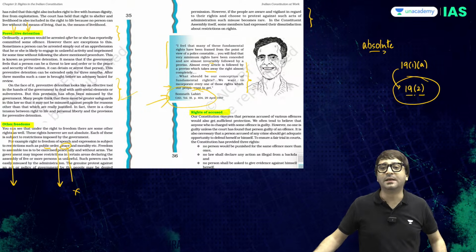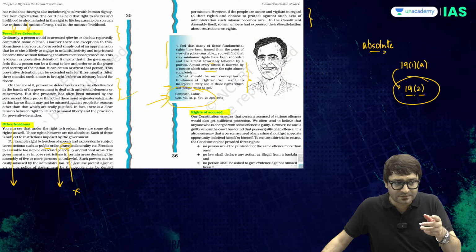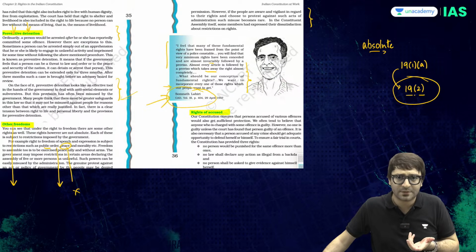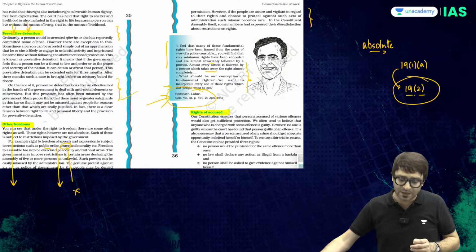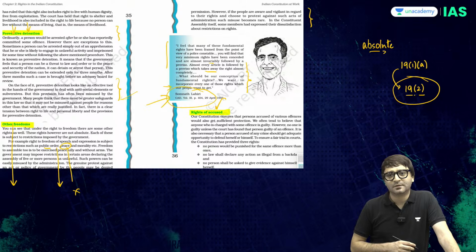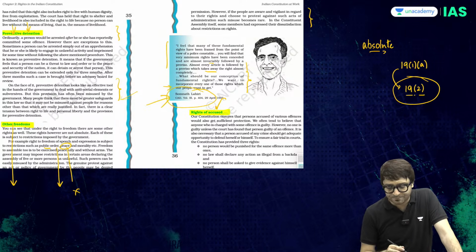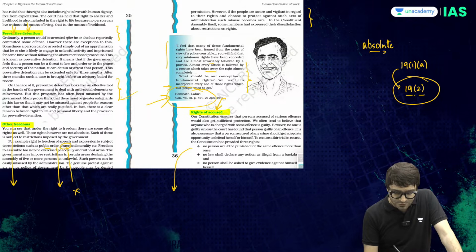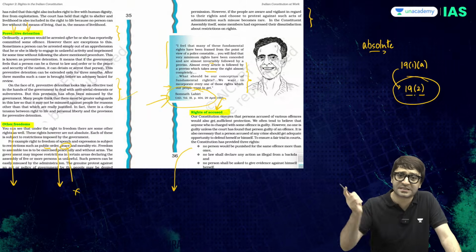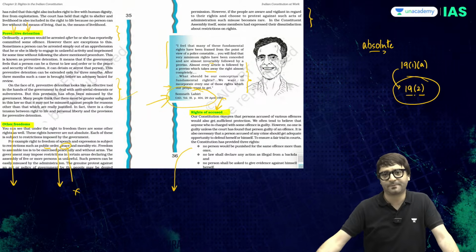That does not mean that fundamental rights are available only for those who are not accused of any crimes. There are fundamental rights available for the accused as well. If you are accused of a particular crime and then you have been convicted, you cannot be prosecuted for the same offense more than once.